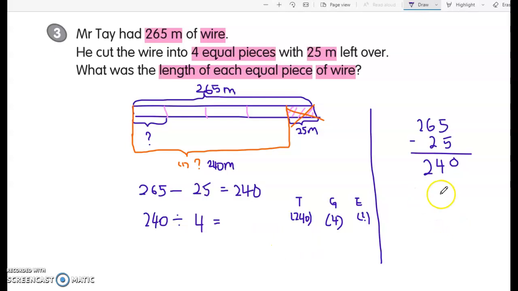So you can use the algorithm to help you, or you can use mental calculation to help you find out the answer. Once you have found out the answer, you can key into the blank below and then remember to copy your statement after you have checked. So good job, children. We have come to the end of your workbook practices.